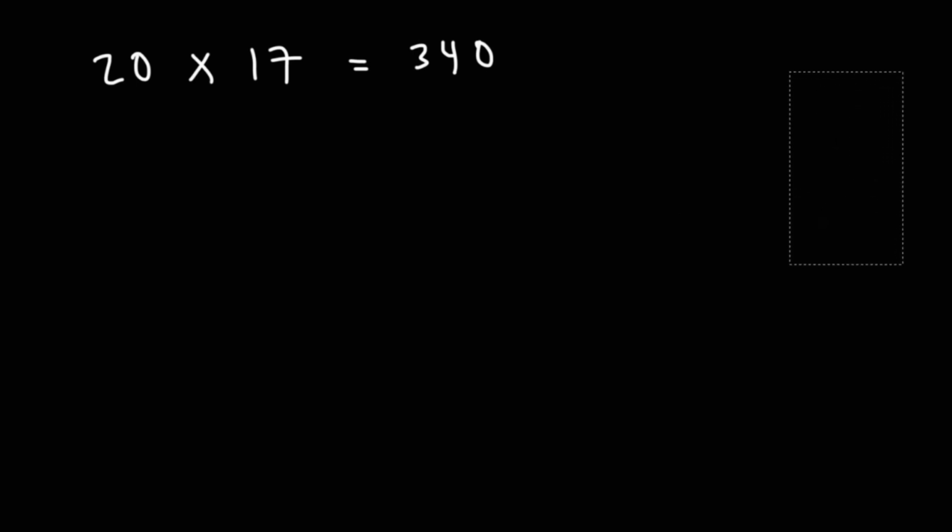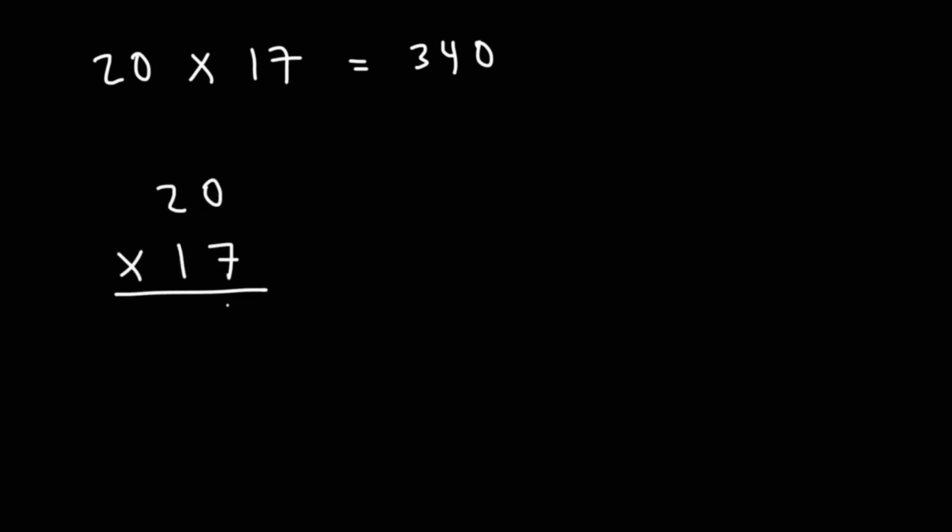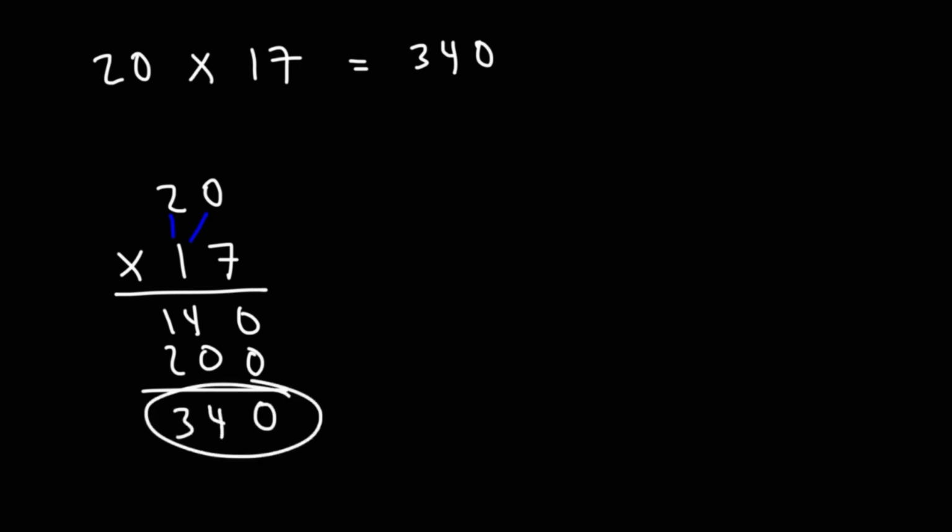Now let's confirm our answer. Seven times 0 is 0. And then 7 times 2 is 14. Now, before moving to the 1, we need to add another 0. 1 times 0 is 0, and then 1 times 2, that's 2. And then we add 0 and 0 is 0, 4 plus 0 is 4, 2 plus 1 is 3. And so we get 340.